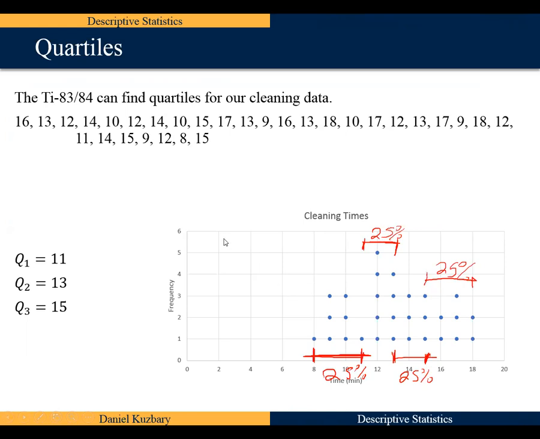So those are the 3 ways of measuring position of something. You can use a z-score, you can use a percentile, or you can use a quartile. And I'll talk about more of what to do once you find the position of things in another video.